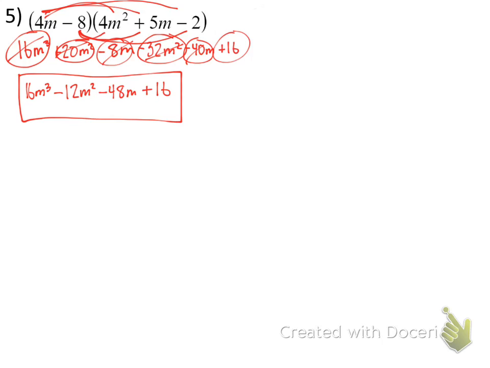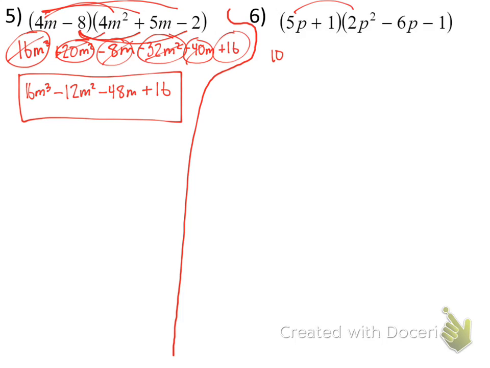Okay, let's go. One more. I think you could do it now. Last one, number 6. Ready, set, go. 10p cubed. 5 times negative 6 is negative 30p squared. 5 times negative 1 is negative 5p. Then we got 1 times 2p is positive 2p squared. Then 1 times negative 6p is negative 6p. 1 times negative 1 is negative 1.